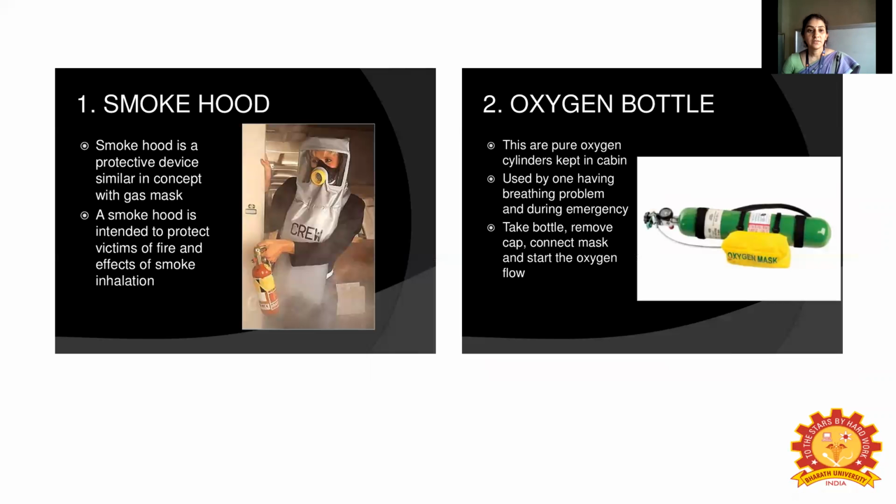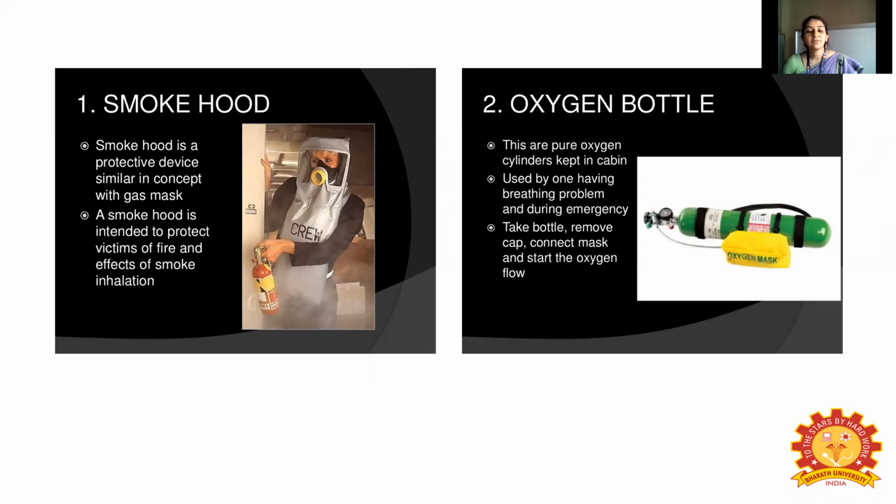Okay. And so the smaller explanation of each is: smoke hood. I don't think I need to explain more. With the picture, you can know this is a protective device. It's kind of a mask, okay, which helps prevent someone from fire or smoke. So the more you inhale fire or smoke, what will happen? It will create a kind of suffocation and all that. So the smoke hood is used to prevent all that.